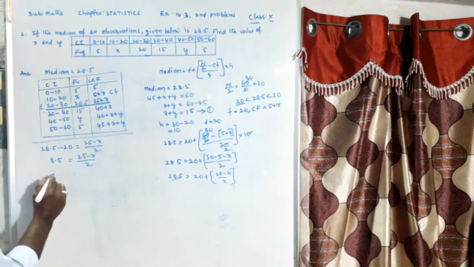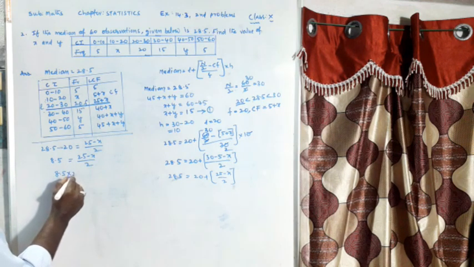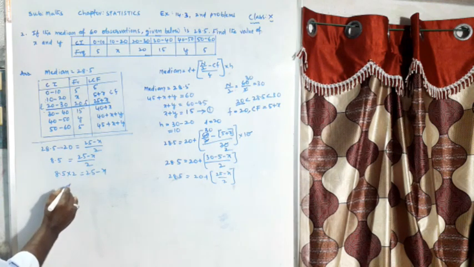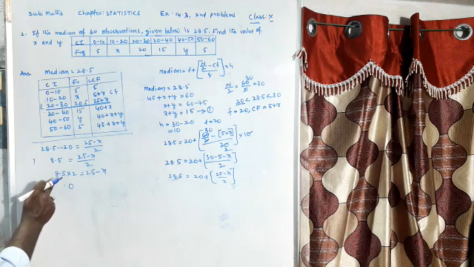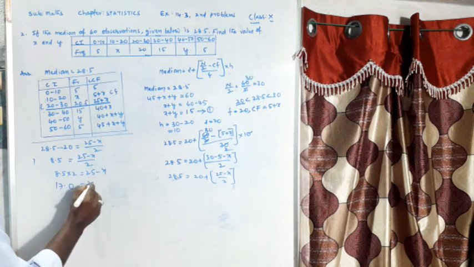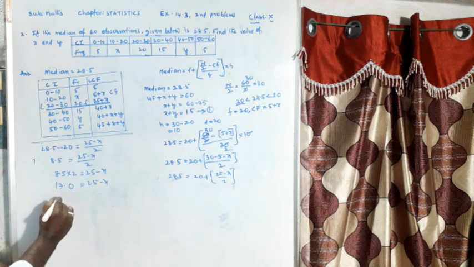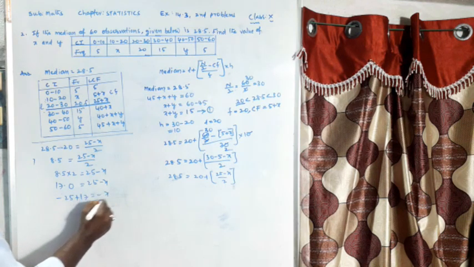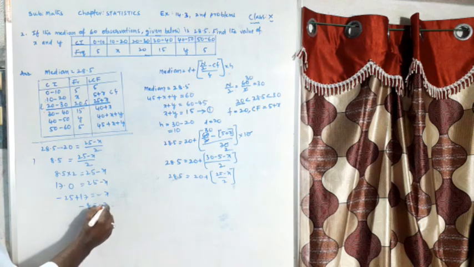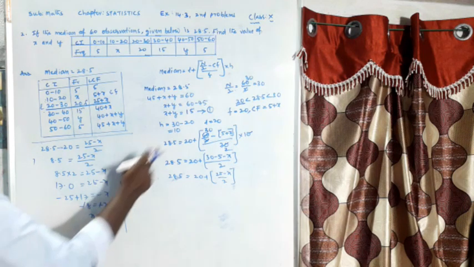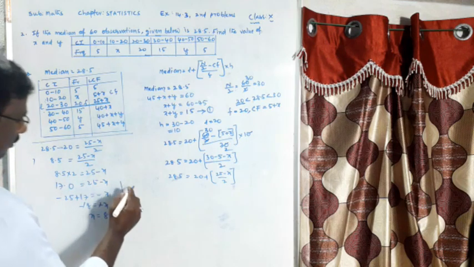2 you can transfer this side. 8.5 into 2 is equal to 25 minus x. 5 2s are 10. 2 8s are 16 plus 1, 17 is equal to 25 minus x. Here minus 25 plus 17 is equal to minus x. Minus 8 is equal to minus x. Both cancel, then x value you got. x is equal to how much? 8.